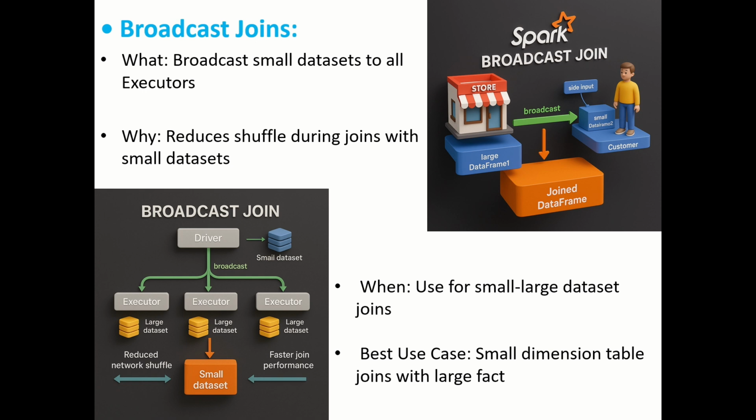Why broadcast join? We know very well that any wide transformation in Spark causes shuffling, and shuffling is very costly. It uses lots of resources. It will shuffle data between the executors or partitions. So what will happen if you do the broadcast? You will just send your small data to every executor.